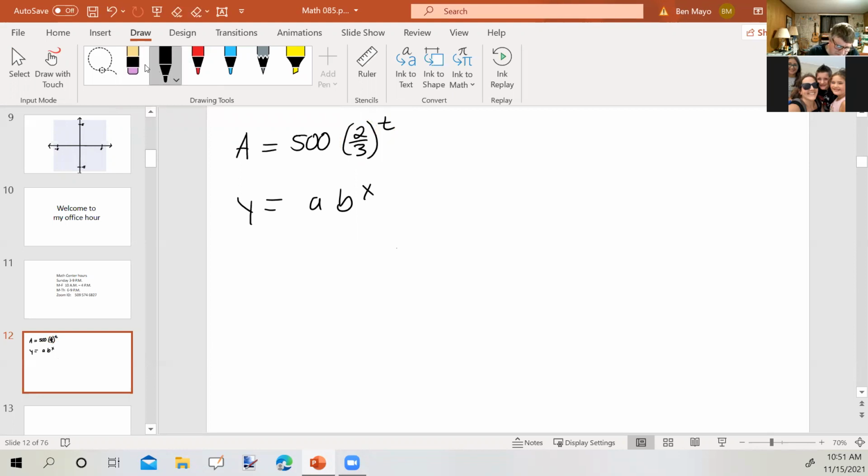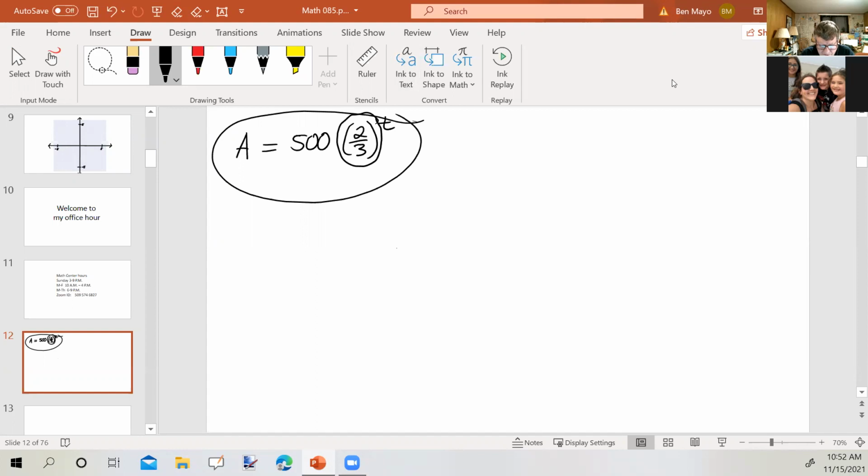My question is this. This equation, if t stands for time, is this thing going to increase over time or decrease over time? What do you think? Is it going to increase or decrease? It's going to decrease because the base is between 0 and 1. Remember, a graph that's greater than 1 looks like that. Between 0 and 1 looks like that. So it's going to decrease.